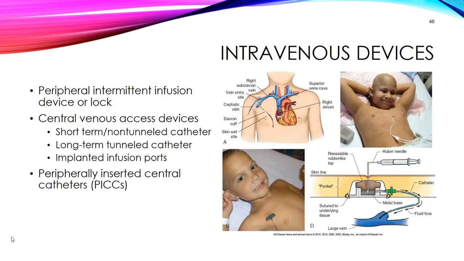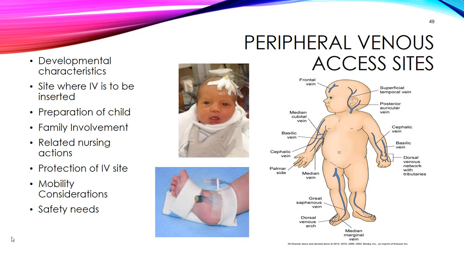One thing that varies with peripheral IVs is we have a little bit more areas of access in children than we do in adults. We use the arms, but we also use the feet up until walking age. Generally, if they're walking, we will not use the feet for an IV because of the risk of it becoming infiltrated and dislodging. And we use the scalp as well. I know people think scalp IVs look horrible, but they're actually great IV sites. Sometimes they're less traumatic than some of the other ones to children, and they work really well.